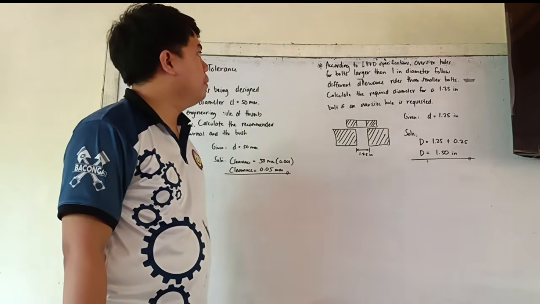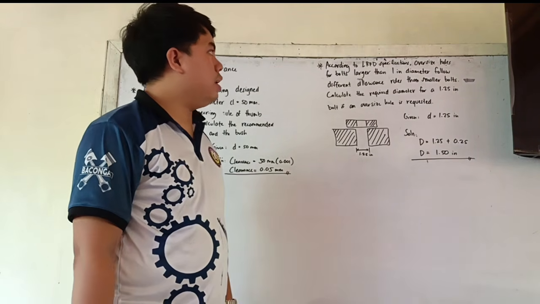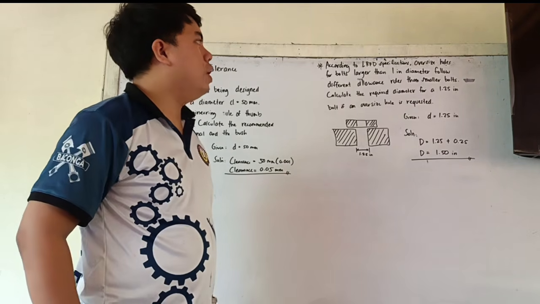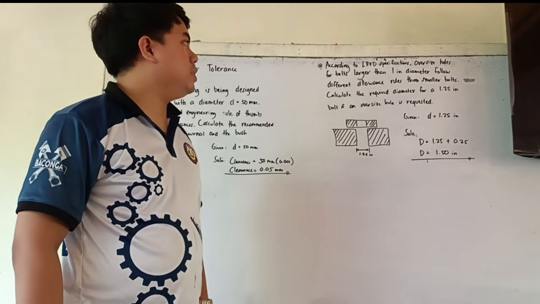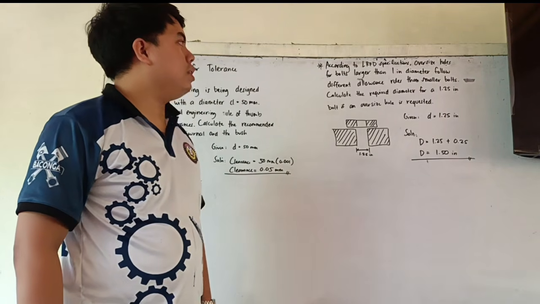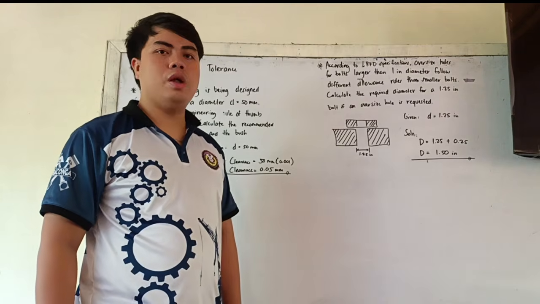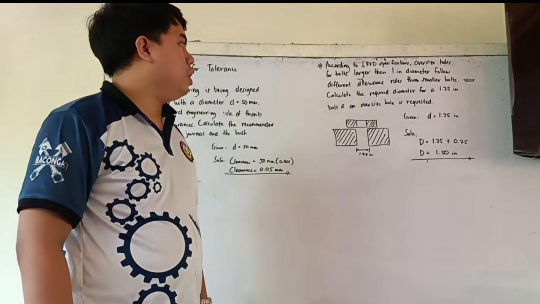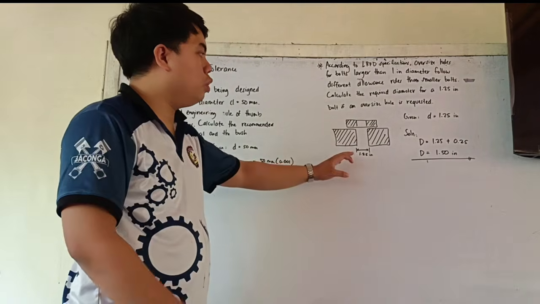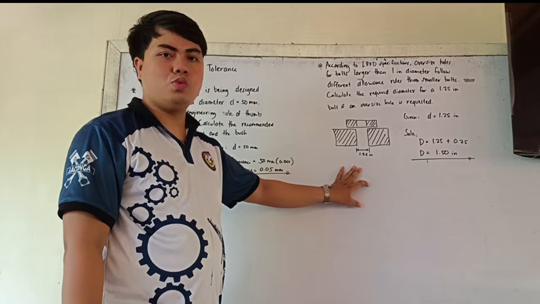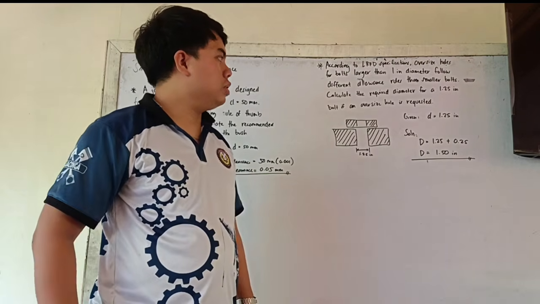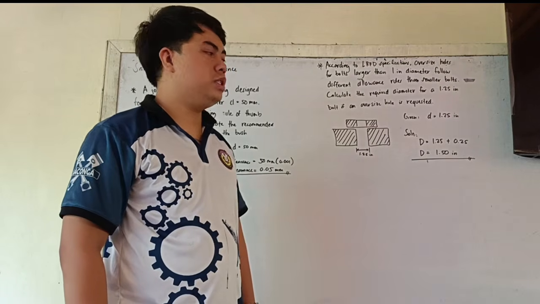So next problem. According to LRFD specifications, oversized holes for bolts larger than 1 inch diameter follow different allowance rules than smaller bolts. Calculate the required diameter for a 1.25 inch bolt if an oversized hole is requested. So as you can see, this is our diagram, and we have a 1.25 inch bolt.